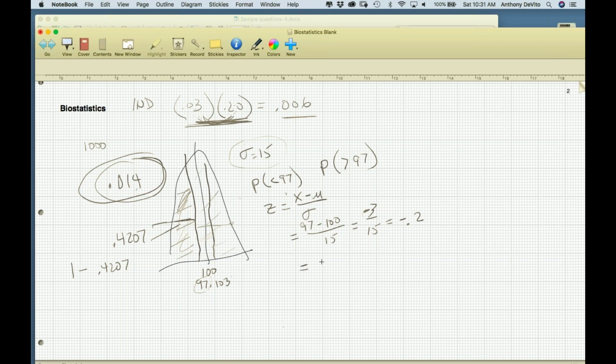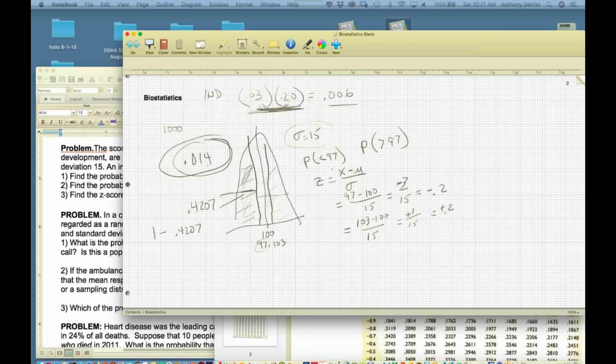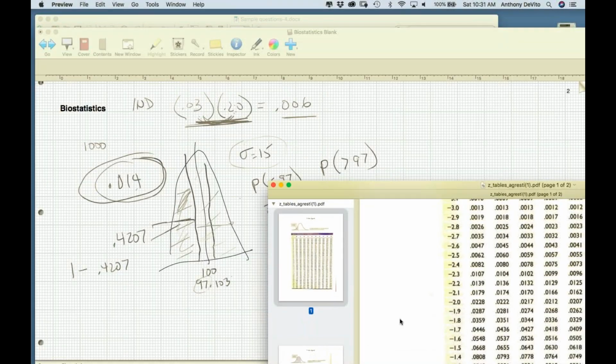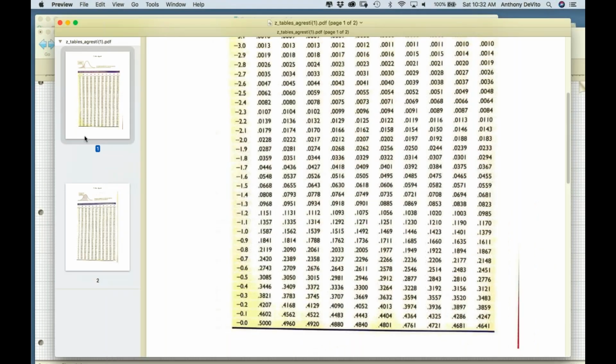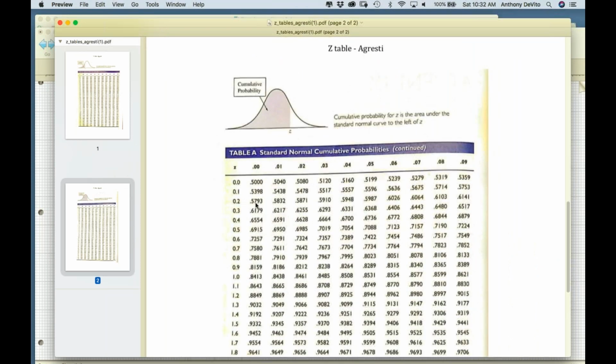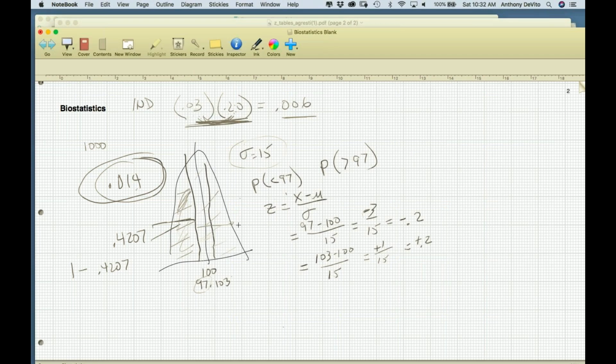Well, if I get more complicated, I want something in between here, between 97 and 103. I'd have to figure out a new z-score. For 103, minus 100 over 15 is going to be plus 3 over 15, which is plus 0.2. Now I go back to my z-table, and we're looking at plus 0.2, which is going to be 0.5793.